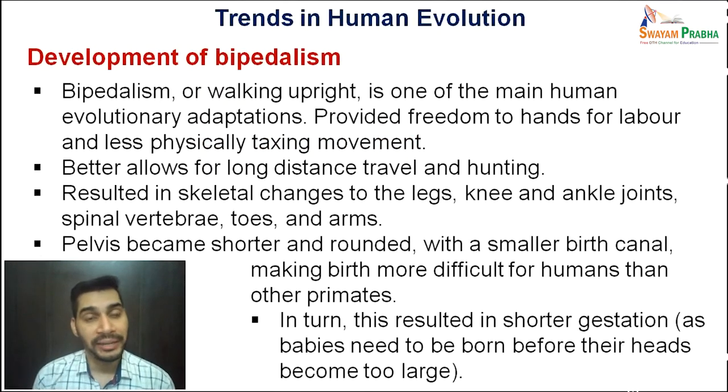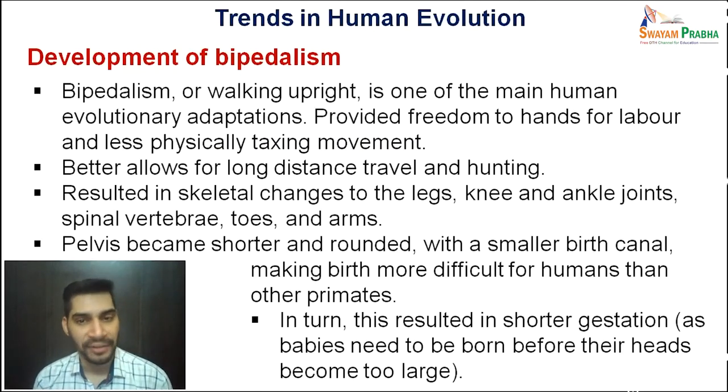One of the most prominent changes is the development of bipedalism. Bipedalism, or the walking upright condition, is one of the main human evolutionary adaptations. It provided freedom to the hands for labor and less physically taxing movement. It better allows for long distance travel and even hunting. It resulted in skeletal changes to the legs, knees, ankle joints, spinal vertebrae, toes, and even the arms.